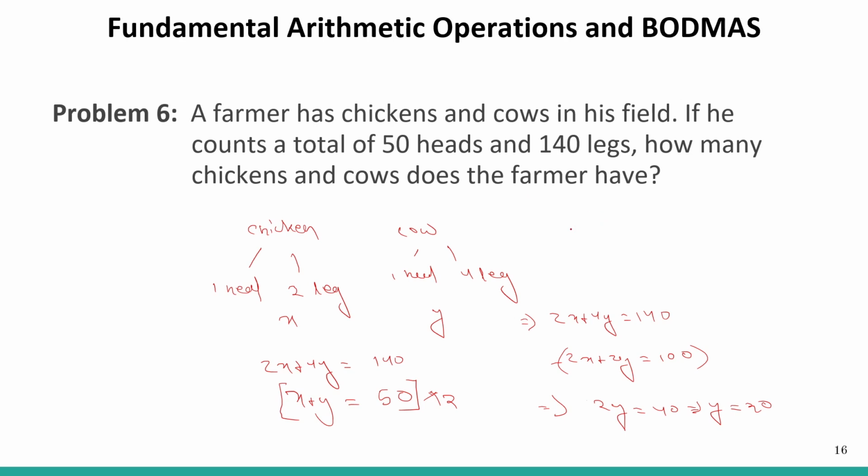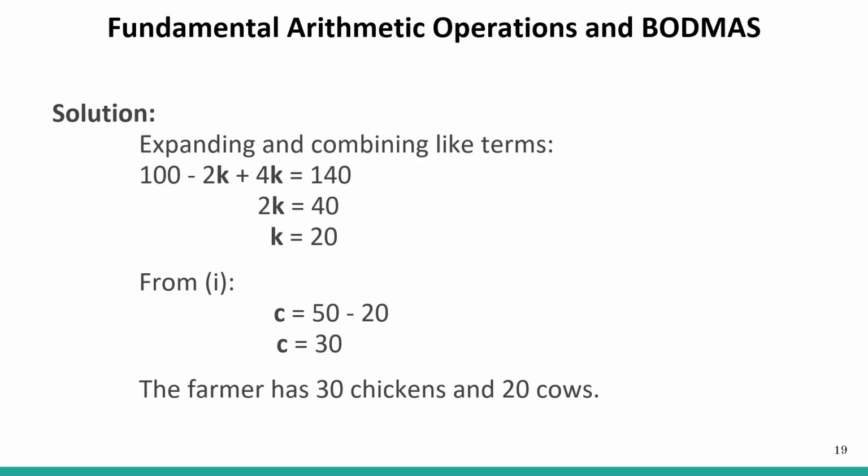So what we can figure out from here is, since there are 20 cows, this implies that x plus y is equal to 50. This implies that x is equal to 50 minus 20, which is equal to 30. Okay, so 30 will be the correct answer, and 20 will be also. Number of chickens is equal to 30, and number of cows is equal to 20. So let's see the answer. Okay, 30 is the number of chickens and 20 is the number of cows.